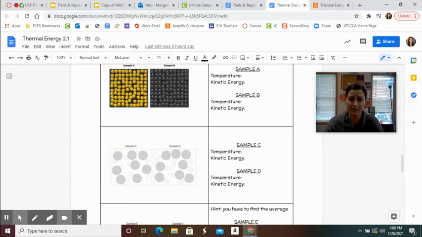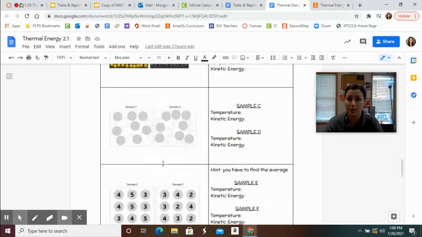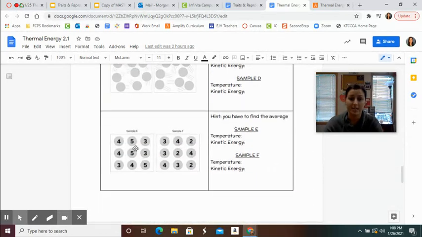Couple hints on these other two. When you have the lines behind, remember the longer lines mean it's moving faster. The shorter lines means it is moving slower. And then my two samples here, remember to find the average. You add all the numbers together and divide it by how many there are. So you would add these all together and divide it by 9. The lower number would be a lower temperature. Higher number would be a higher temperature.